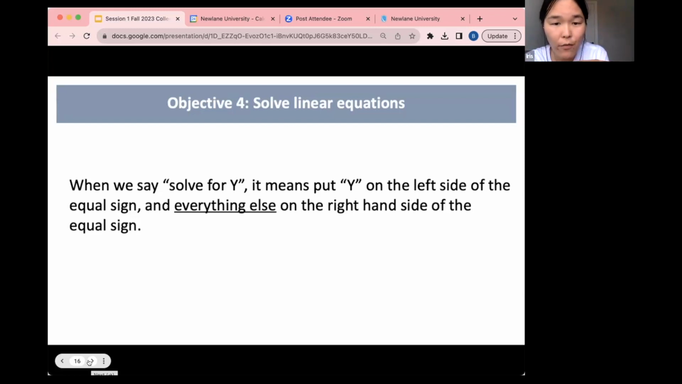The way to solve for y, for example, is to put every term that has y on one side and everything that does not have y on the right-hand side. And then single out the y on the left through basic operations. Is that okay?